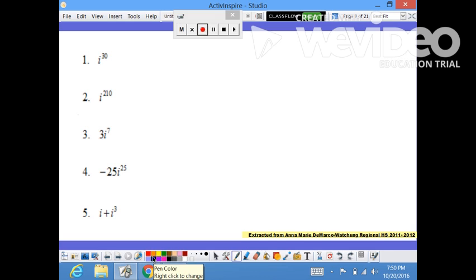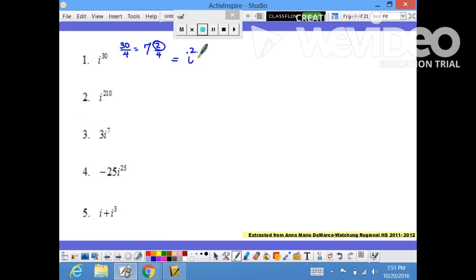So let's take this 30 and divide by 4. How many times can 4 go into 30 evenly? Well, there's 7, because 7 times 4 is 28, and I have how much left over? 2. That 2 is going to come in handy because that's what we need for our i. So we have i to the power of 2.